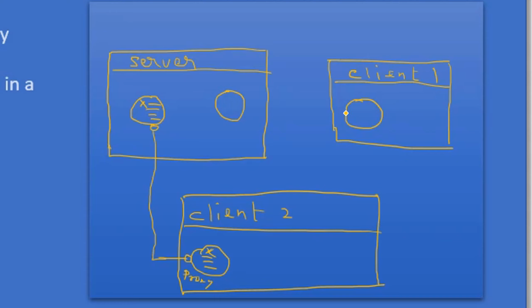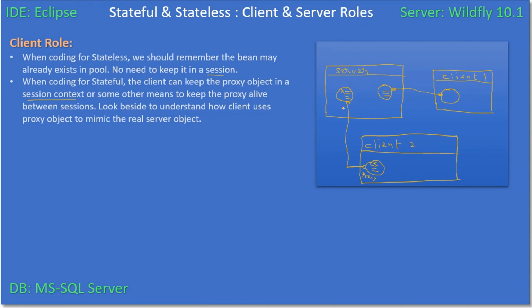So here if there is one more client, this is a different proxy, and that proxy is mapped to a real object on the server. So the server knows that when the proxy is alive, the tied real object in the memory pool should also live. So that's why, when we are coding for a stateful session bean, we can keep the proxy alive so that the real object on the server also will be alive.